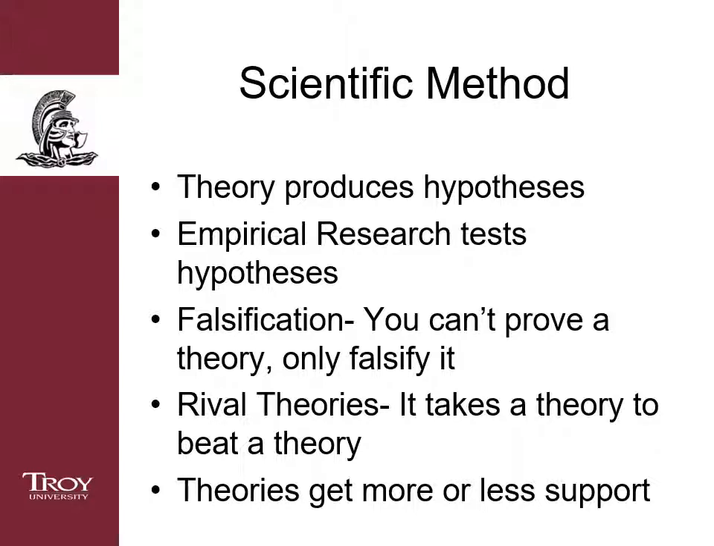And when you look at the history of science, there are a lot of crazy ideas out there. There was ether, there was phlogiston, which was the ever-present substance in flammable items that was released in combustion. And for a long time they thought that, until they came up with the oxygen combustion theory. So anyway, enough of that. Rival theories are important. It takes a theory to beat a theory. And theories, as I say, we never prove them, they just get more or less support.